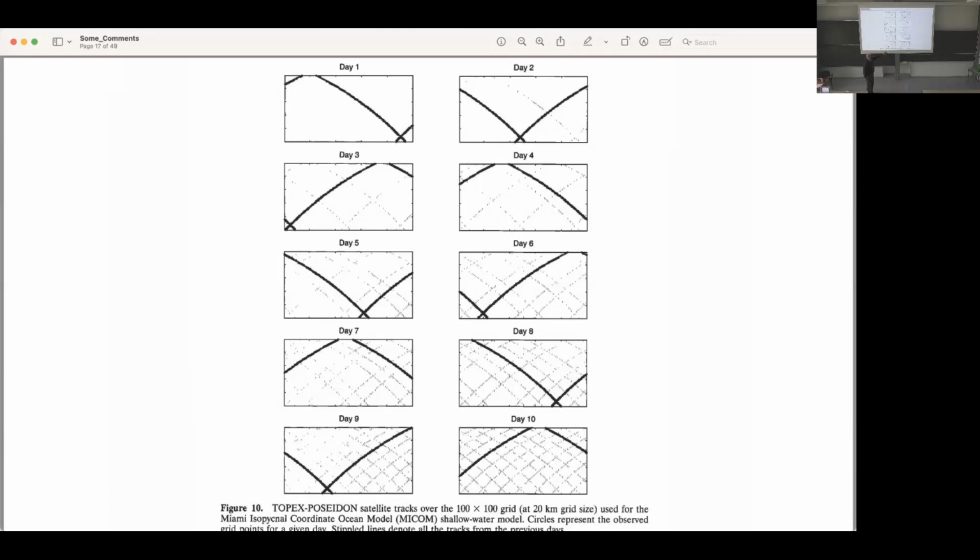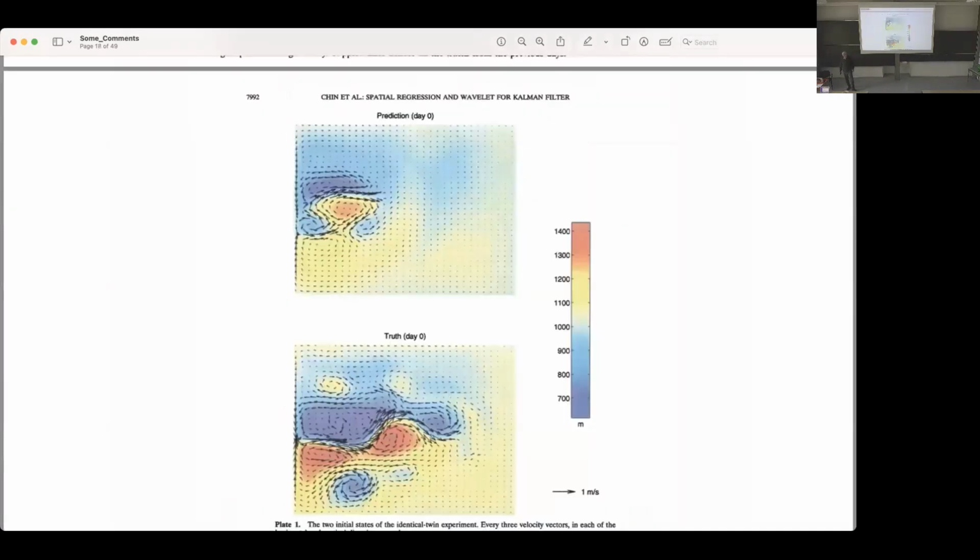So this is the 10-day repeat pattern that Nathan was talking about earlier today, and these are the tracks. Very high resolution data along the tracks, less than 10 kilometers, or 6 to 8 kilometers, but very coarse resolution between the tracks. So we're going to do this in a MICOM model, 100 by 100 grid, 20 kilometer grid resolution. So showing you how bad we're starting.